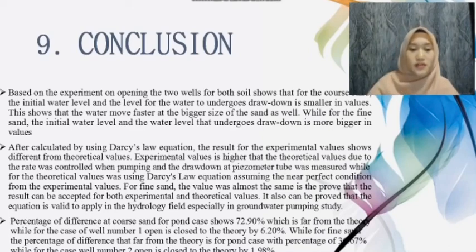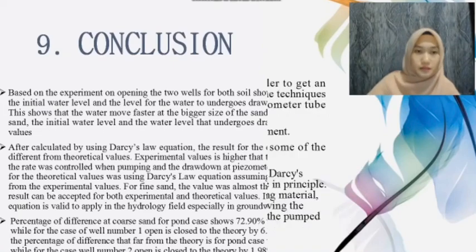Percentage of difference of coarse sand for the pond case shows 72.9%, which is far from the theory, while for the case of well number 1 open it is close to the theory at 6.20%. For the fine sand, the percentage of difference that is far from the theory is for the pond case with 36.67%, while for the case well number 2 open it is close to the theory by 1.98%.